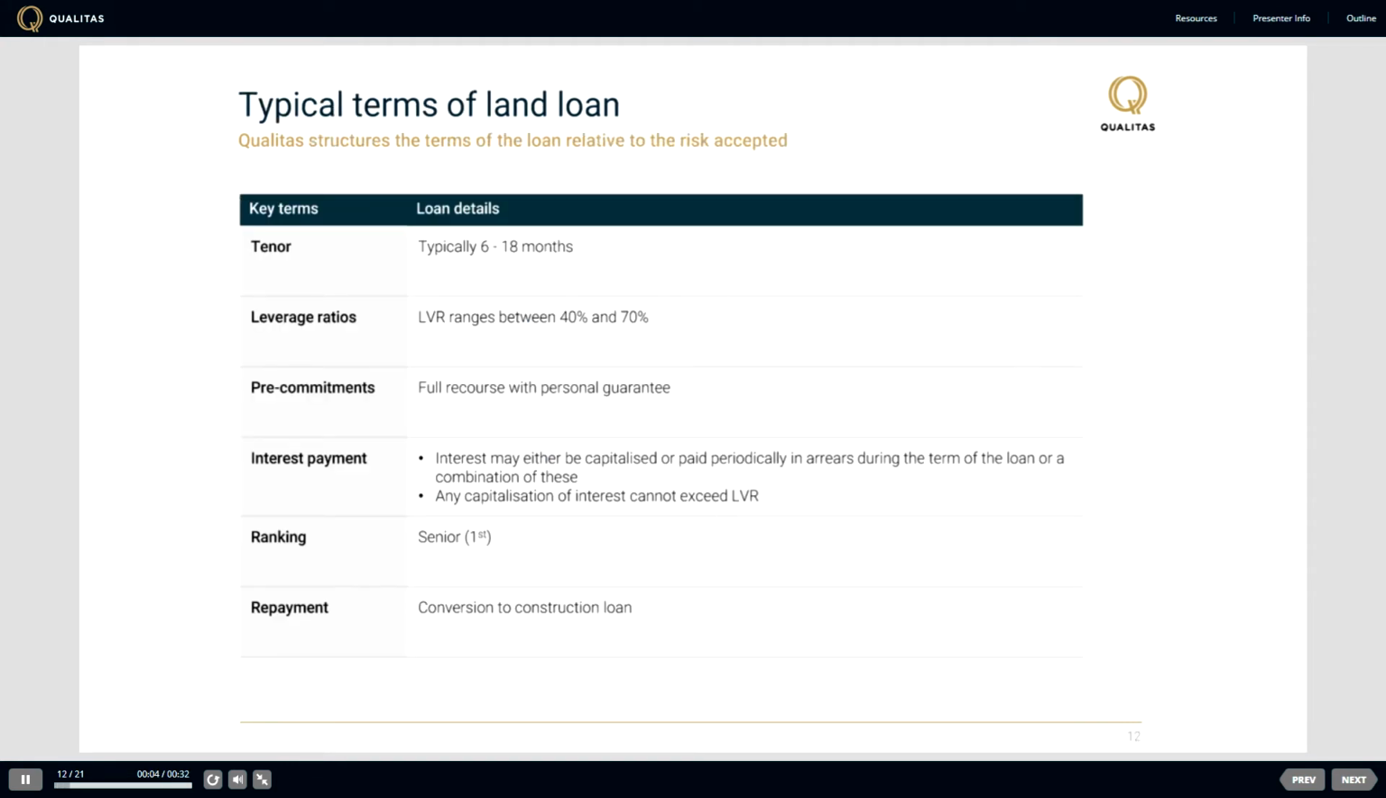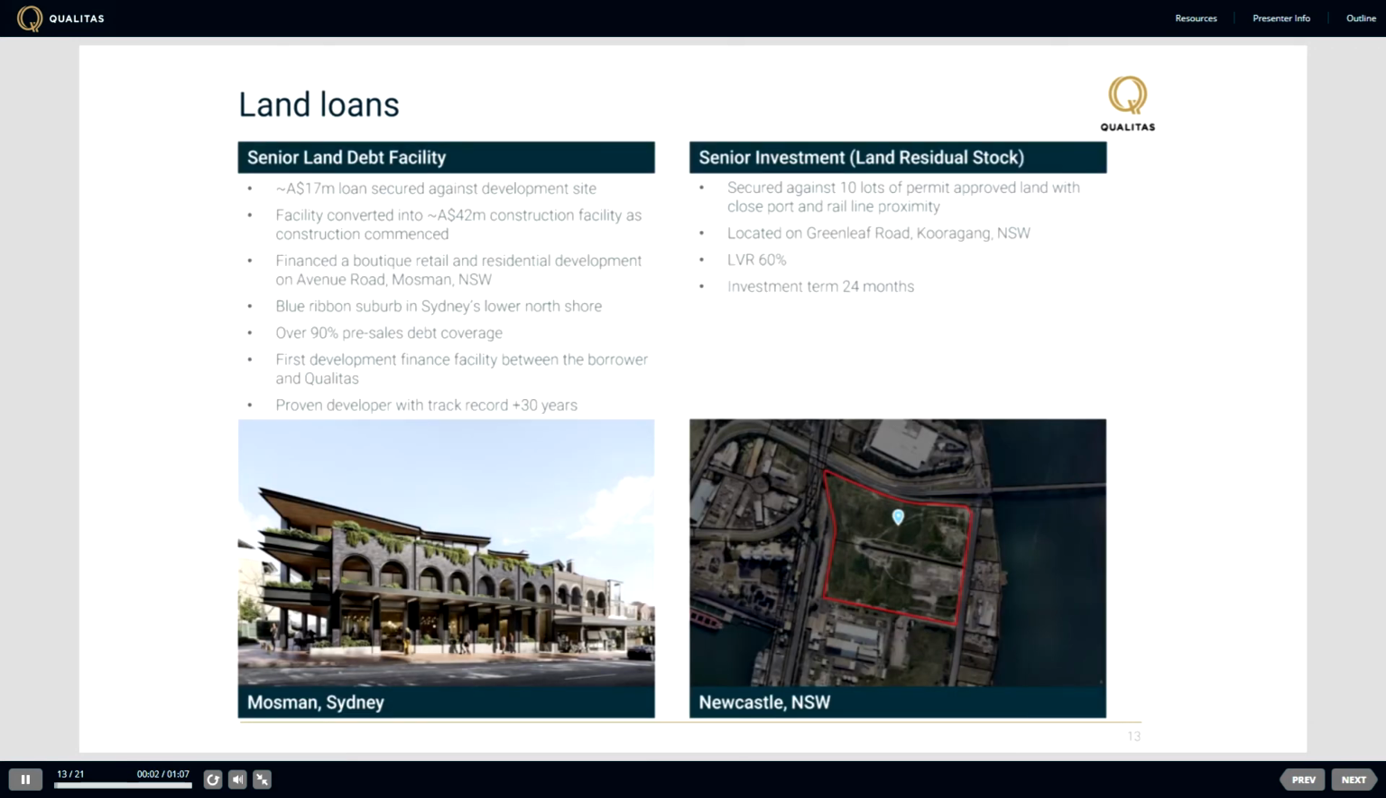Land loans generally have a term of 6 to 18 months with loan to value ranges between 40 to 70%. We require full recourse with personal guarantee from our counterparties. Interest may be capitalised or paid periodically in arrears. However, any capitalisation of interest cannot exceed LVR. As shown on previous slides, these loans will usually be converted to construction loans once development commences. We will now present two of our land loan case studies.